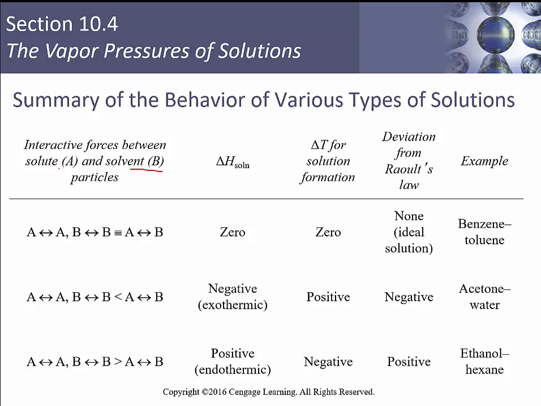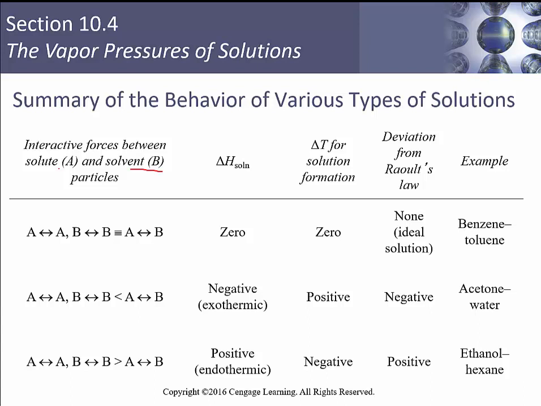If we have the interaction between A and itself and B and itself as being less than the interaction between A and B, right? So A and B are attracted to each other. It's going to be negative or exothermic. Our temperature is going to increase. It's a positive change in temperature. We're going to have that negative deviation from Raoult's law, right? Because they're still attracted to each other. So, for example, acetone and water, right?